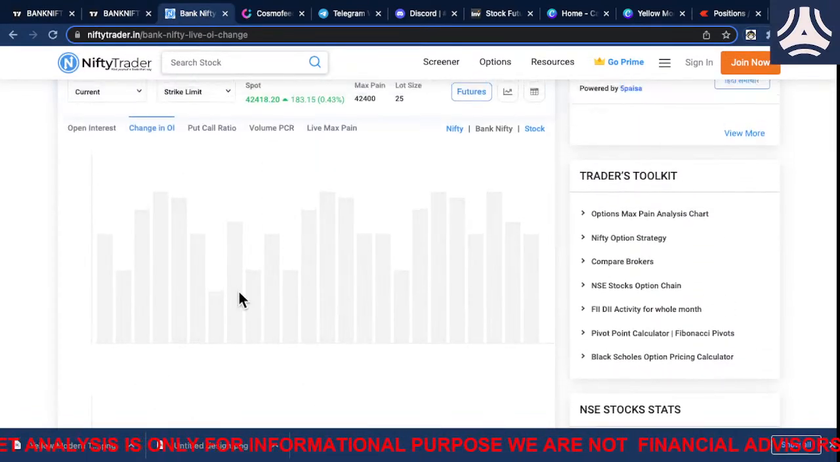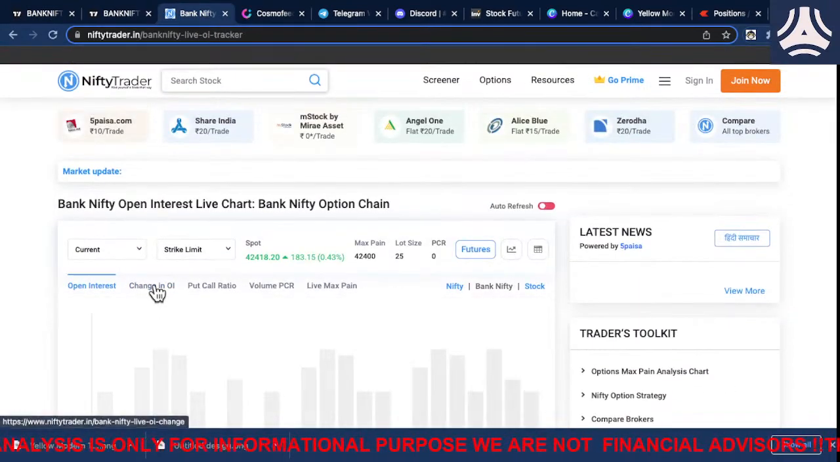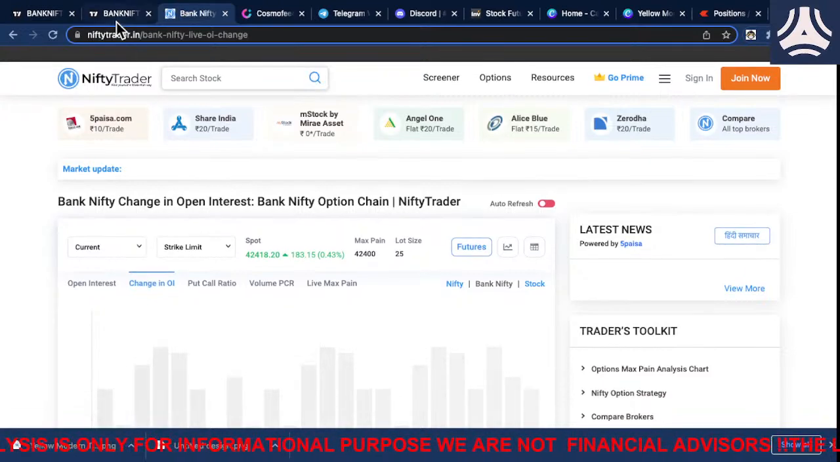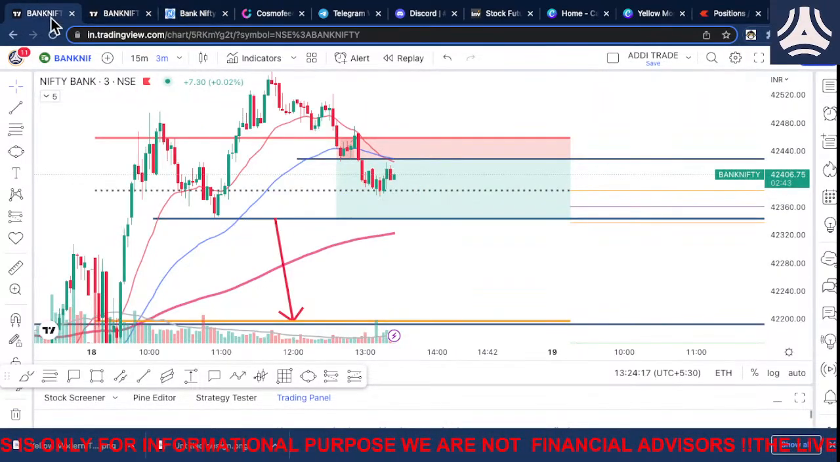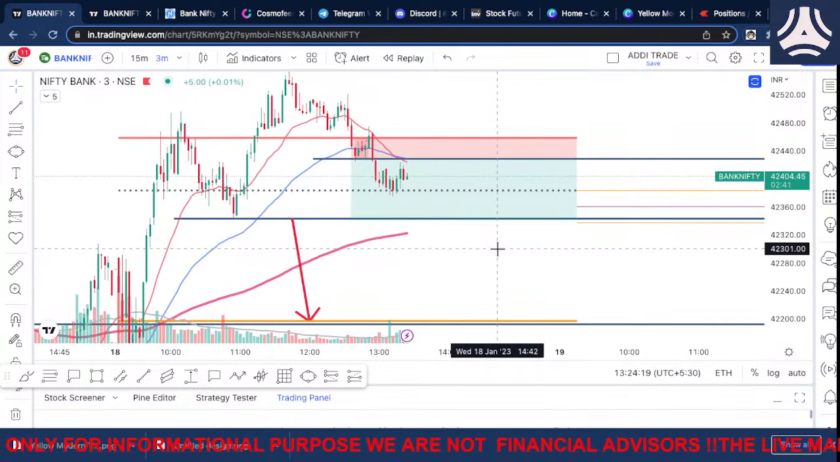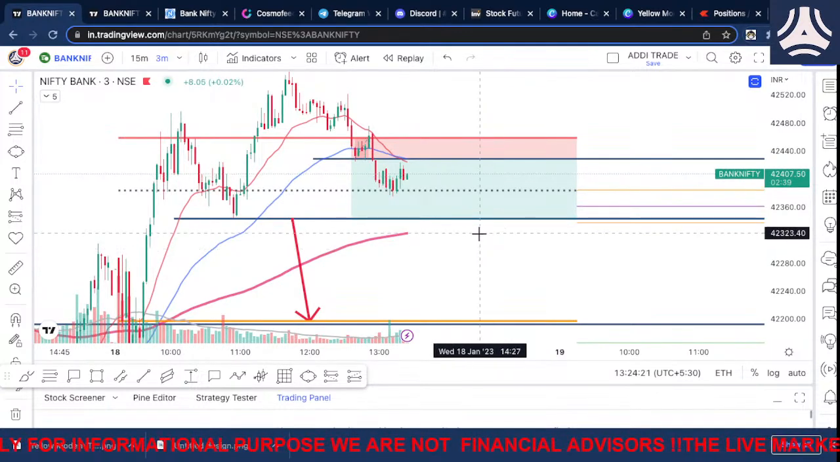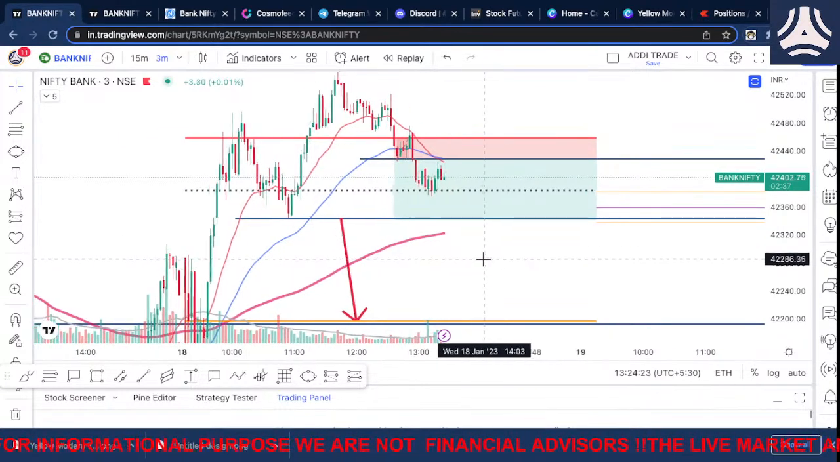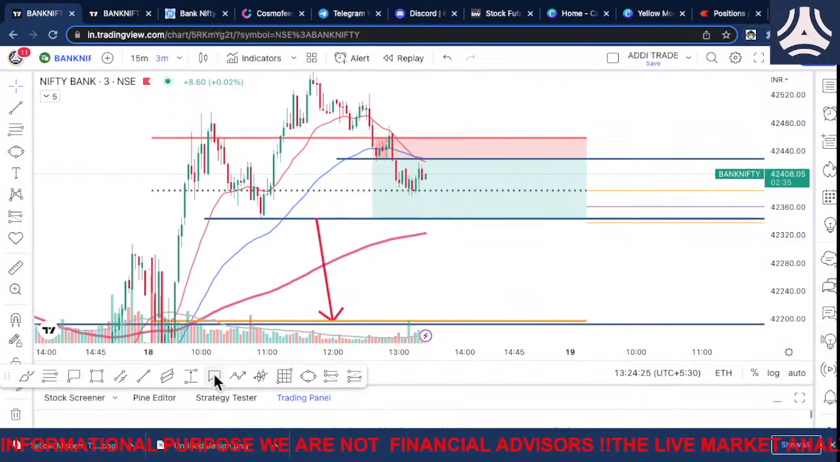Suddenly for some reason this option chain is not working. I think we'll go ahead and stop the video for now. There's nothing much interesting happening.